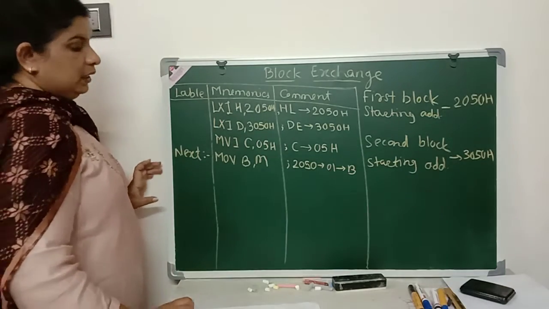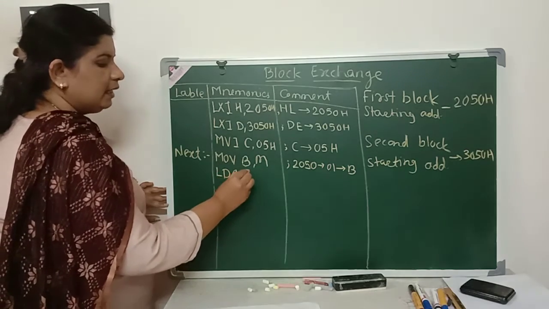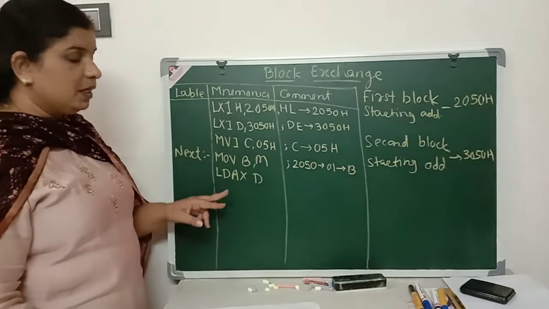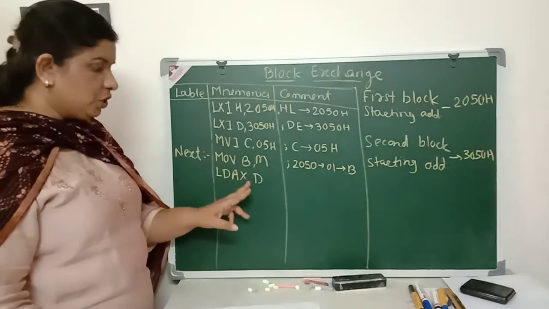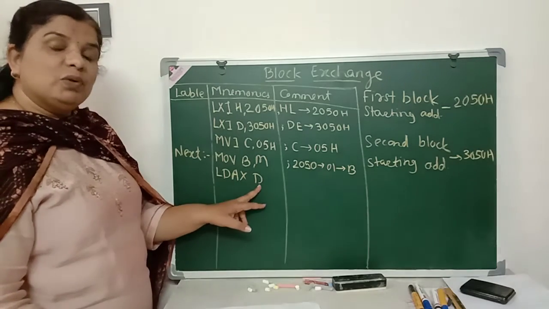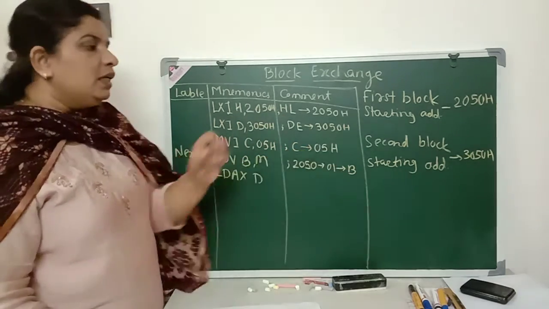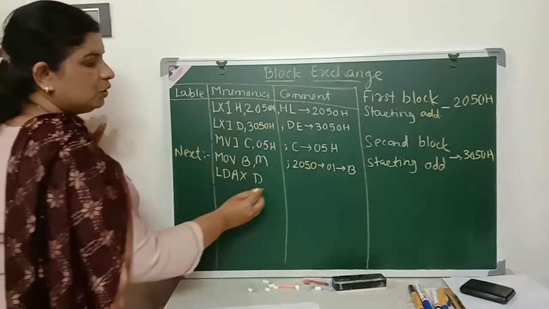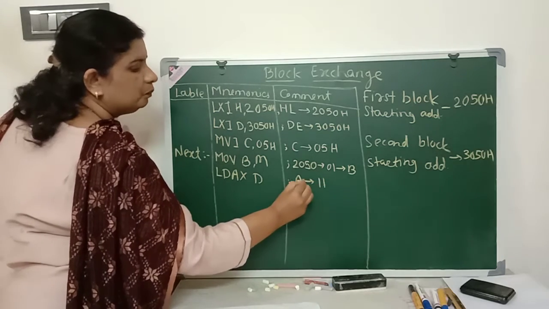Now the next instruction I will write here is LDAX D. What is the meaning of this instruction? Load the accumulator with the contents of the memory location which is present in the DE pair. Now what is in the DE pair? It is 3050, and what is there in 3050? We have stored 11. So after this, the accumulator will be loaded with 11.